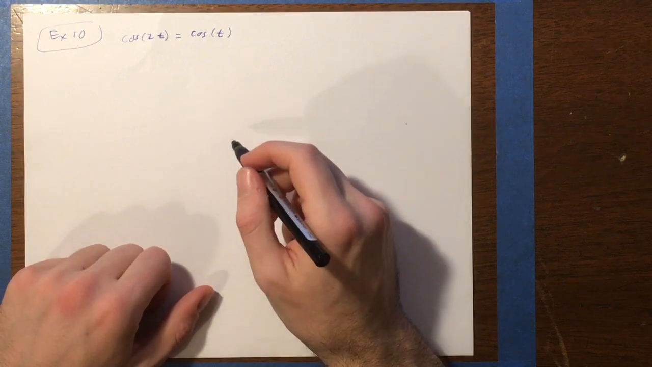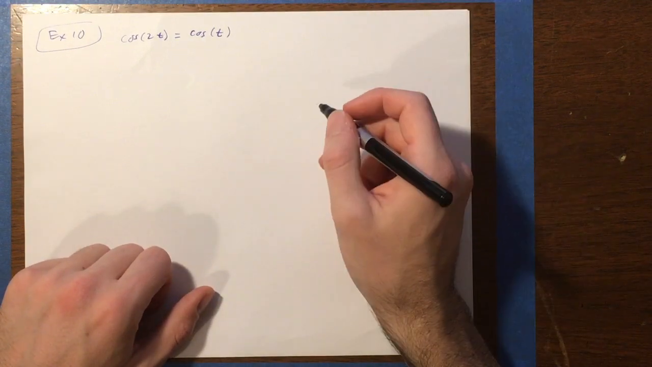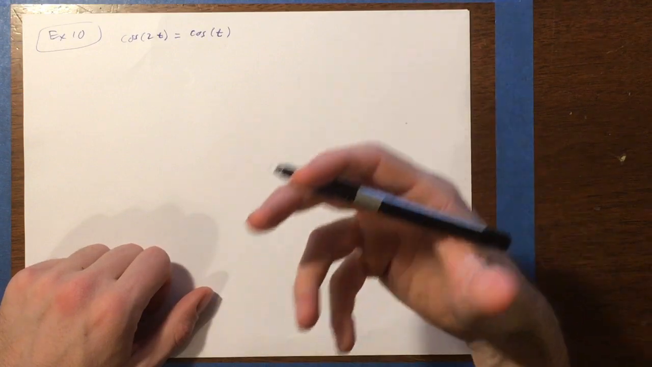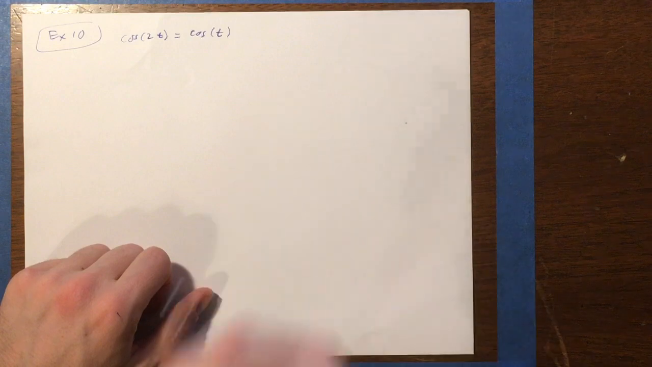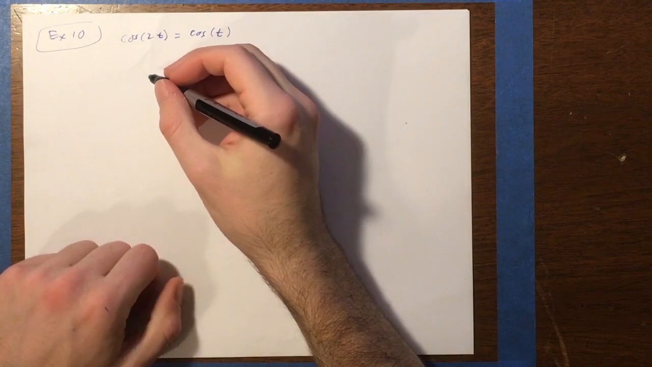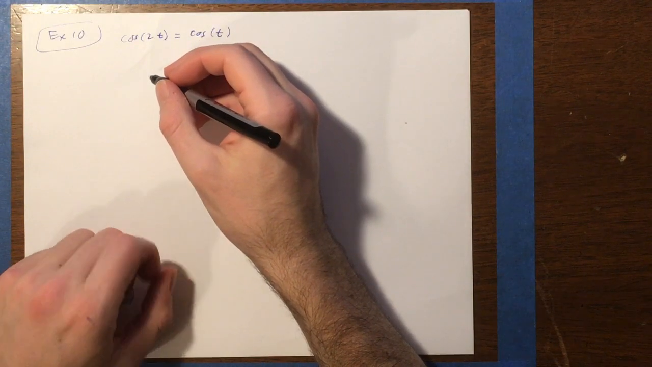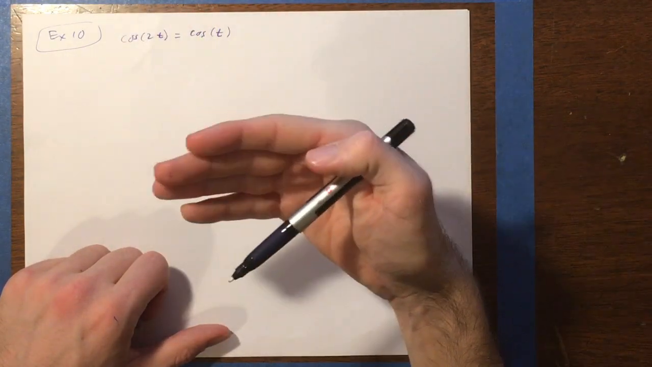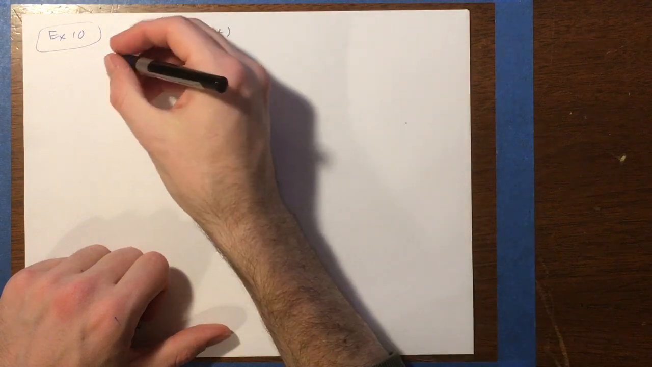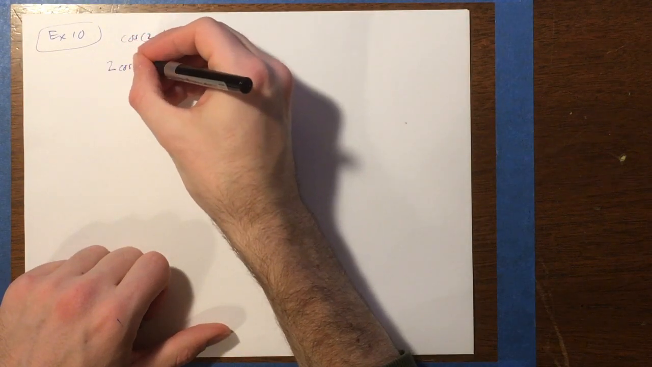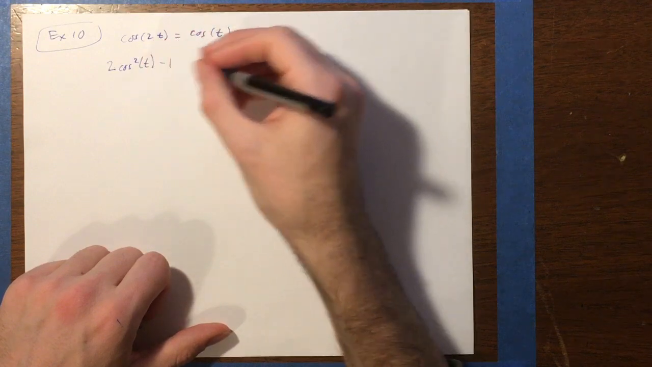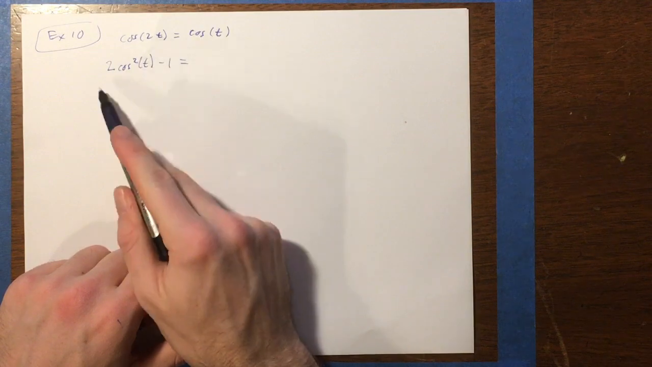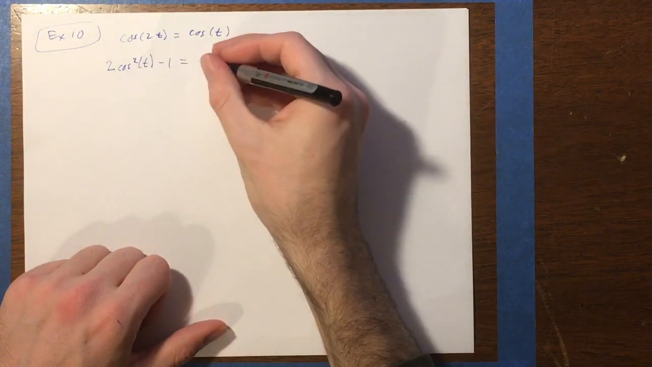Well, what we can do instead is, again, apply a trigonometric identity to simplify this. What we want to do is get this in terms of cosine of t. Not cosine of 2t, but cosine of 1t. And the way to do that is to use a double angle formula. There are a few different possible double angle formulas for cosine of 2t, but one of them is 2 cosine squared of 1t minus 1.